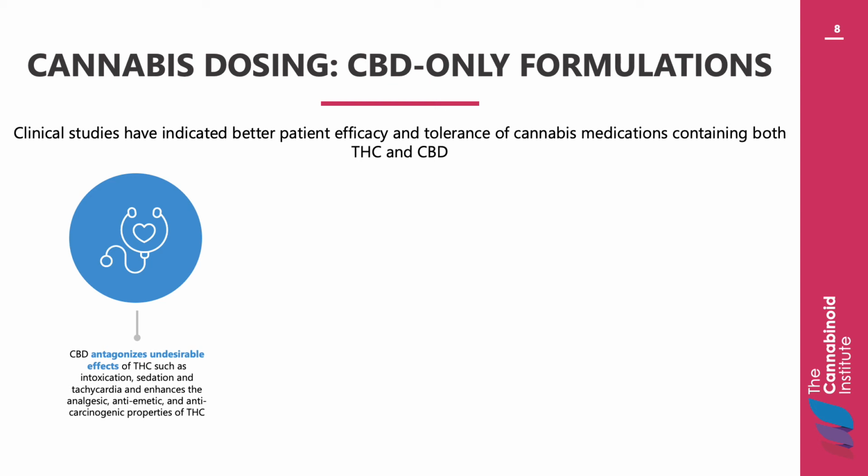When using a cannabis dosage form containing large amounts of CBD, the dosing should still be determined based on the milligram strength of THC contained in the product to minimize adverse effects. Cannabis medications containing both THC and CBD are recommended for the majority of patients.